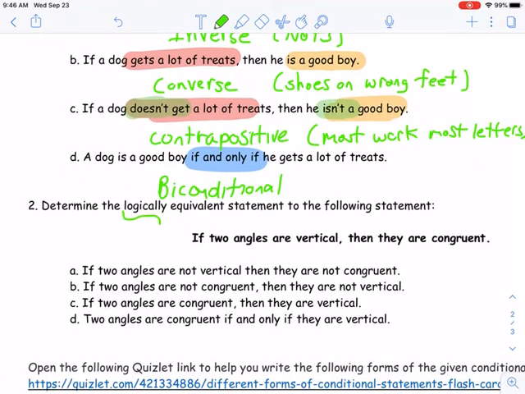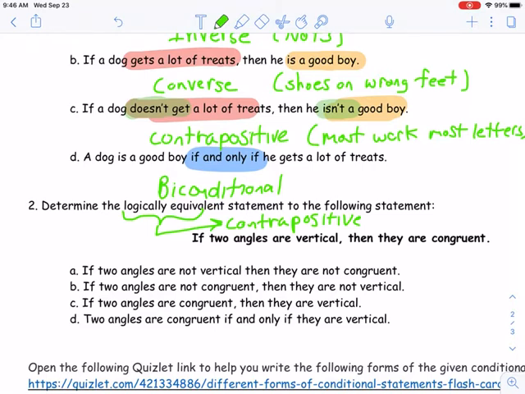So remember, a lot of times, not all the times, but a lot of times when we see logically equivalent, it basically means which one's the contrapositive. Because if the conditional statement is true, the contrapositive has to be true as well. They're always the same truth value. They're either both true or both false.